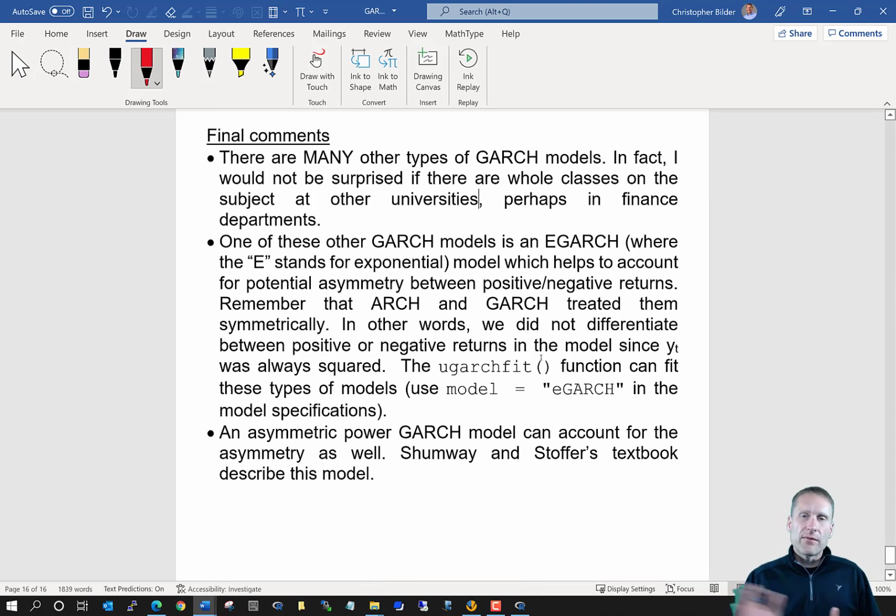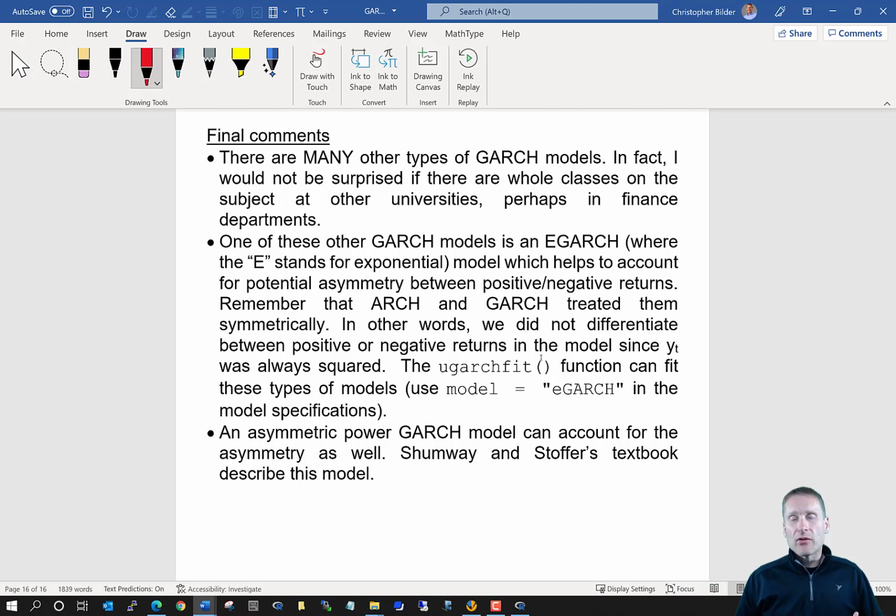Okay, just some quick final comments. First of all, this little subsection is not meant to be comprehensive regarding these GARCH models. There's a lot more detail out there that we could go over. In fact, I wouldn't be surprised if there are whole courses on GARCH models at some universities. Now, I do know that departments of statistics do not offer courses like this. I wouldn't be surprised if there are courses in a finance department where more specialized versions of GARCH models could be useful for financial applications.